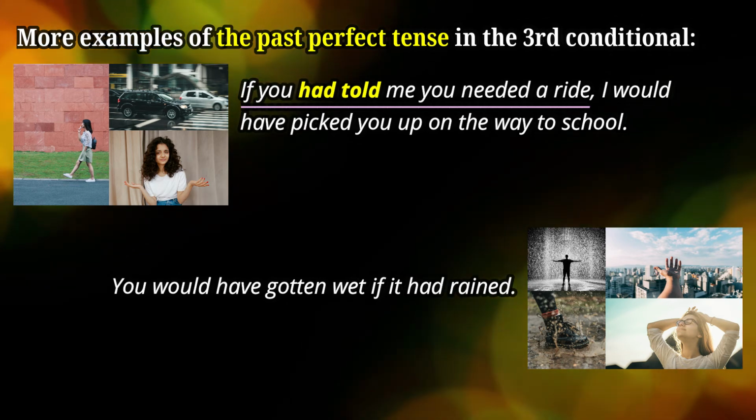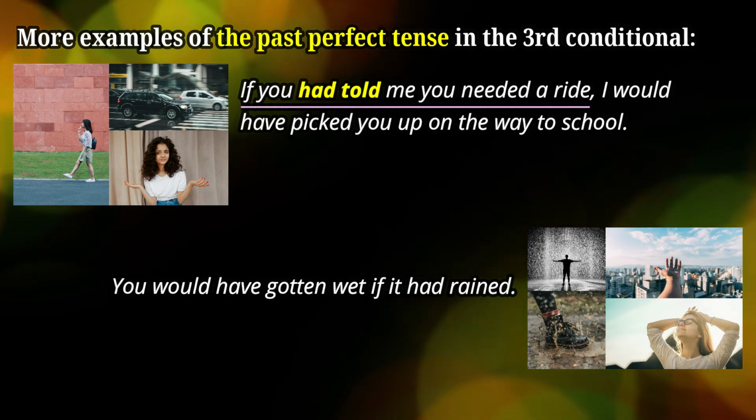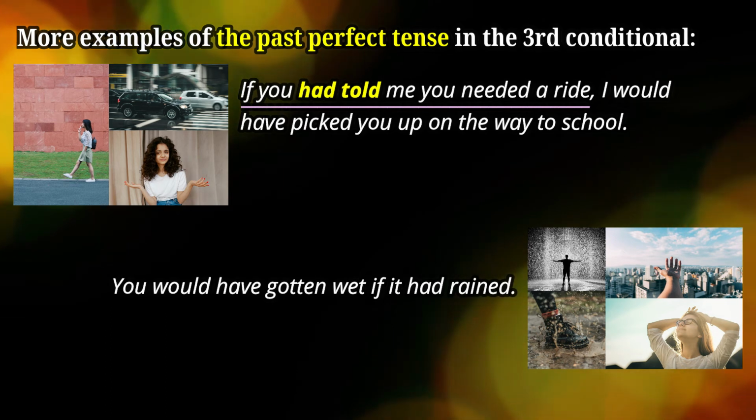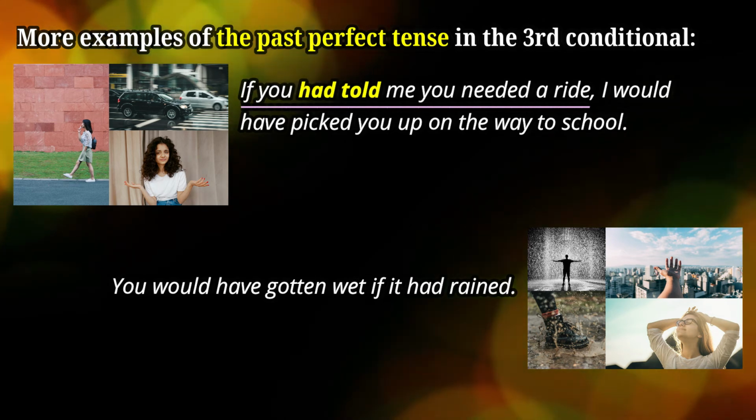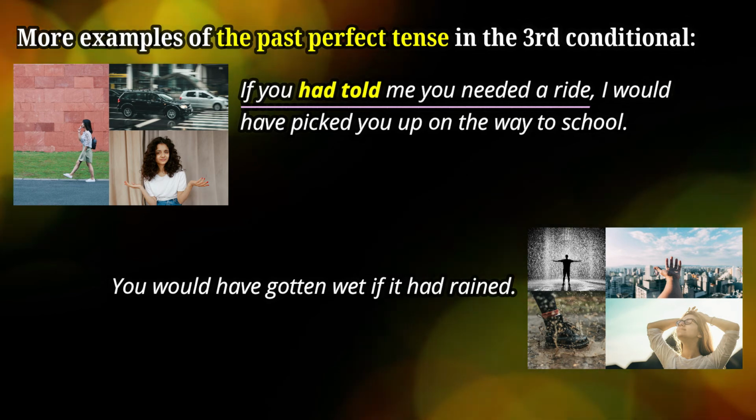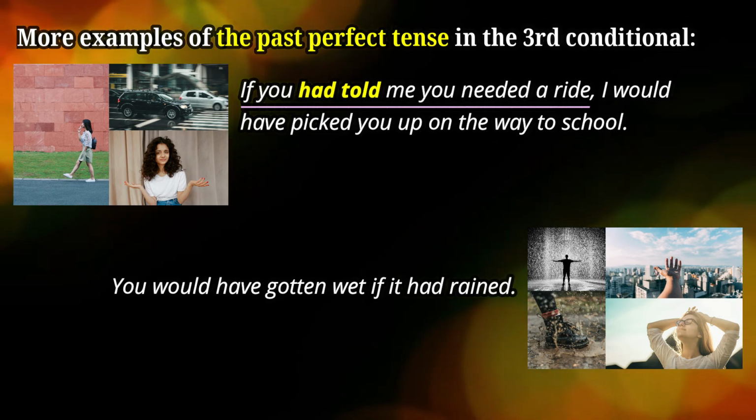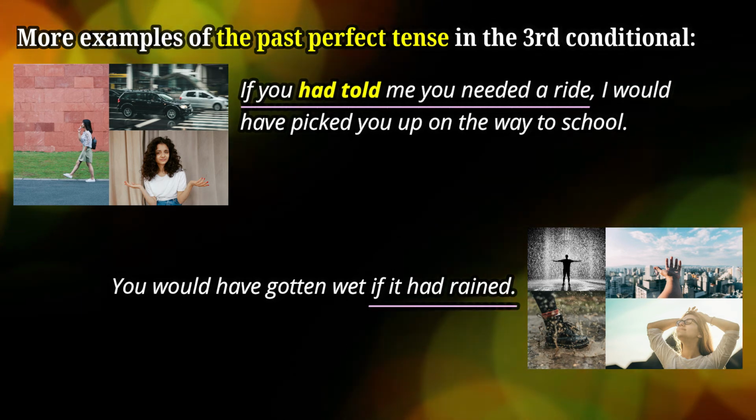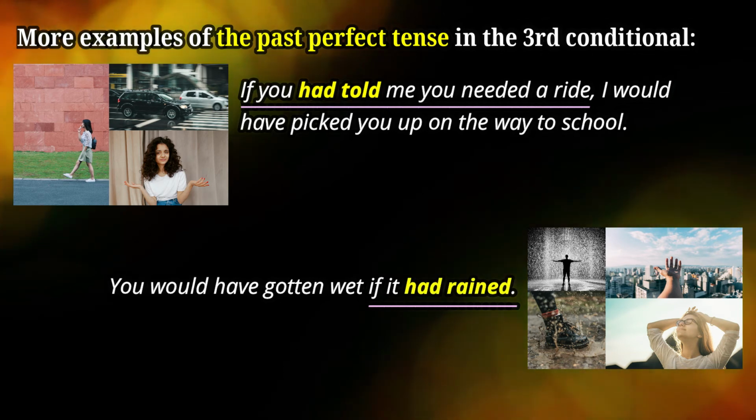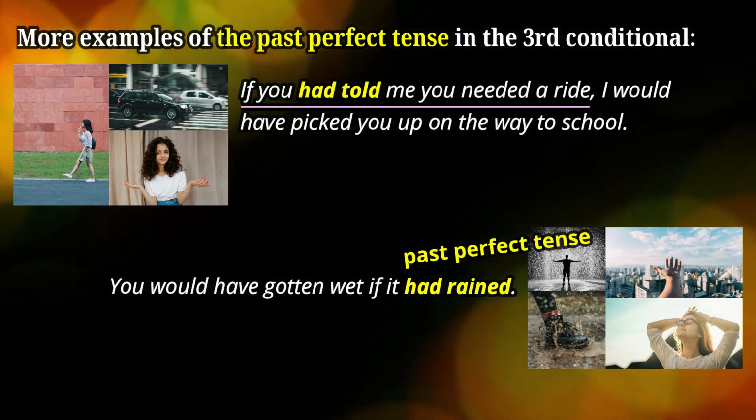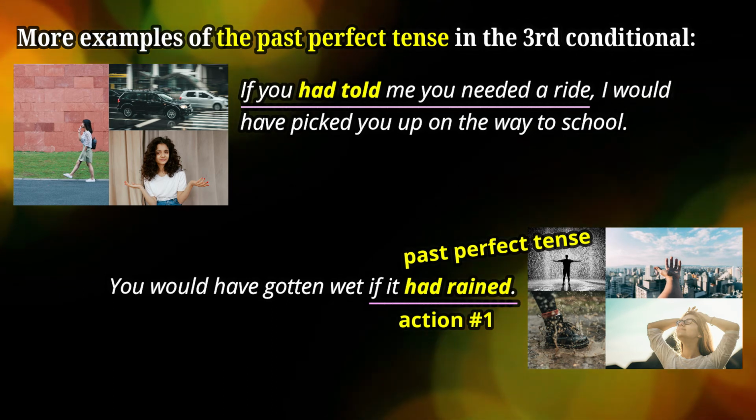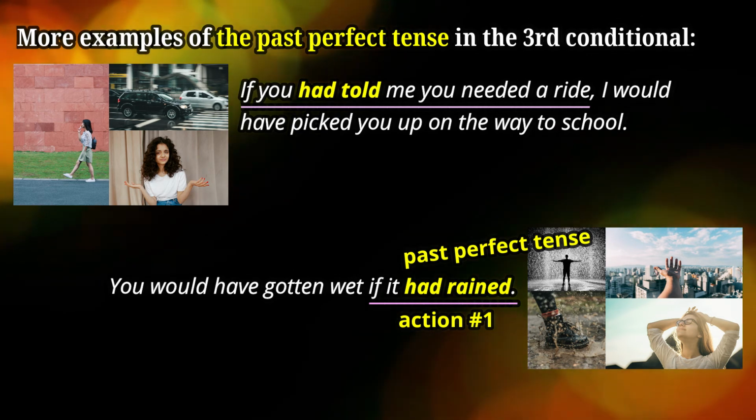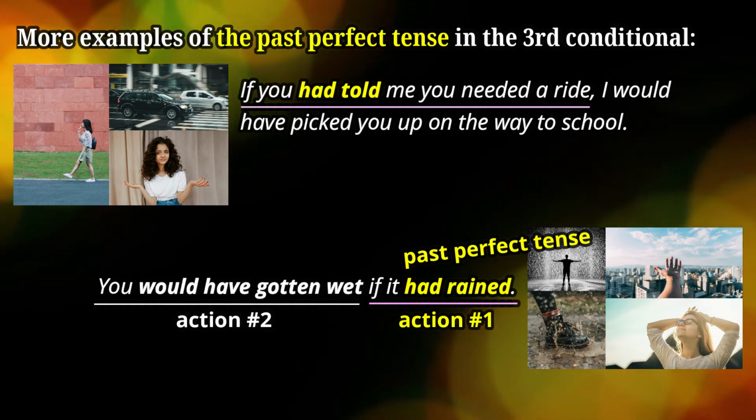It reads, you would have gotten wet if it had rained. Now, if you know a little bit about conditionals, you can flip them around. Depends on how you want to say it. All right, they're both okay. So in this case, the person says you would have gotten wet. And what is the condition? If it had rained. Okay, had rained is the past perfect tense. All right, you see, that's the first thing that would have happened in this situation. All right. And then if it had rained, you would have gotten wet. You see how it works?